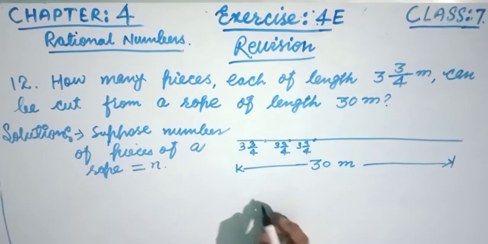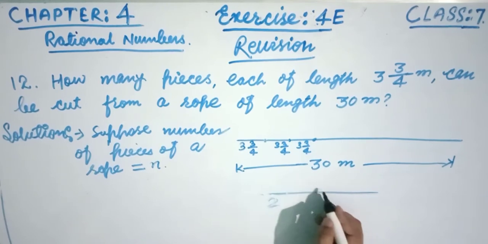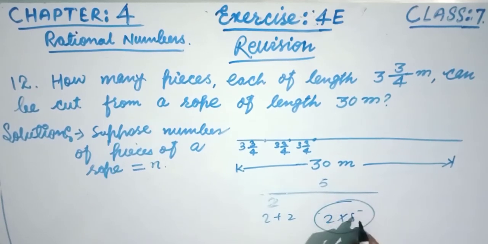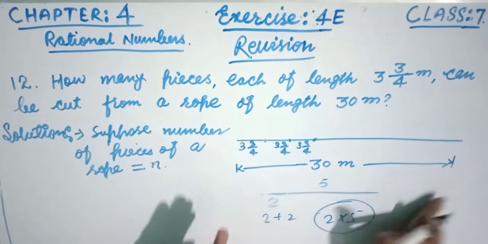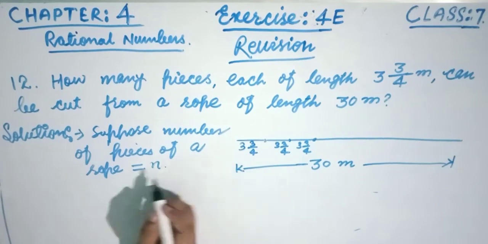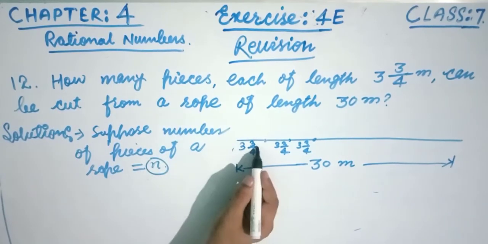Suppose the length of each piece is 2, and the total number of pieces is 5, friends. Then 2 plus 2 plus 2, five times, that means 2 multiplied by 5. If the number of pieces is multiplied by the length of each piece, then we will get the total length of the rope, friends. So now we are going to say that the number of pieces of this rope is n, and the length of each piece is 3 and 3 by 4.